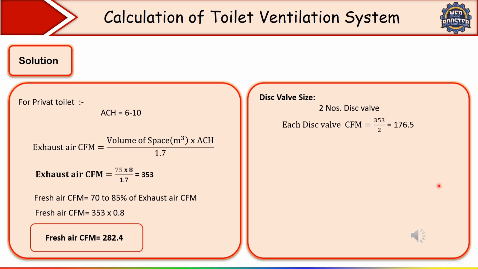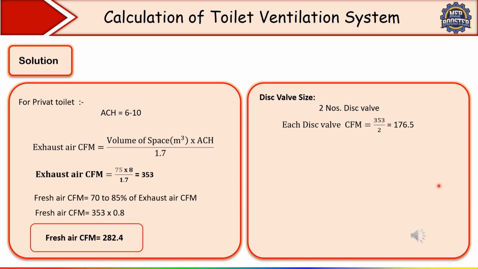And I told you, if you remember, now you have to tell me what dia of disc valve we have to select here and how many disc valves. So it depends on you. You can select the 4-inch disc valve also. If you select the 4-inch disc valve, it means you have to select two of them here, because each disc valve CFM is given as 176.5, and with the help of a 4-inch disc valve you can exhaust a maximum of 100 CFM.